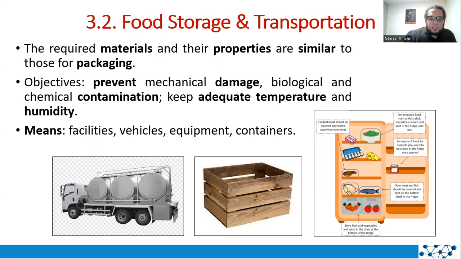In the images, we can see, for example, a means of transportation that keeps low temperatures in the liquid that is transported, so it prevents the microbial growth. In the second case, we can see a box that is very nice and clean, so it will prevent damages to fruits that could be transported there. And in the last case, we see a refrigerator and the indications that tell us where to put some different type of foods according to the optimal temperature.